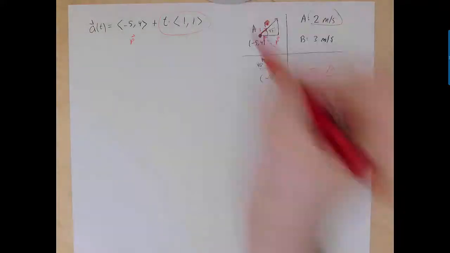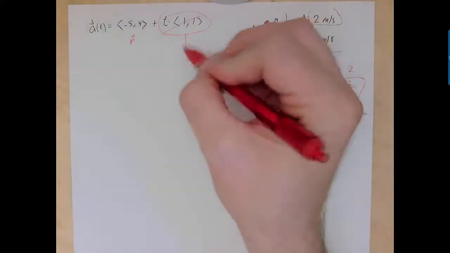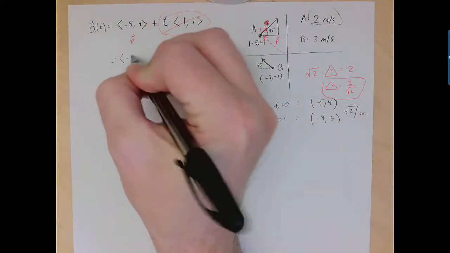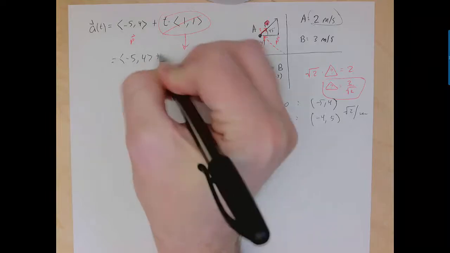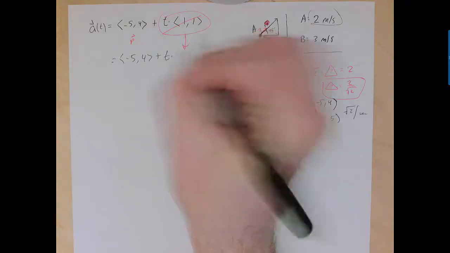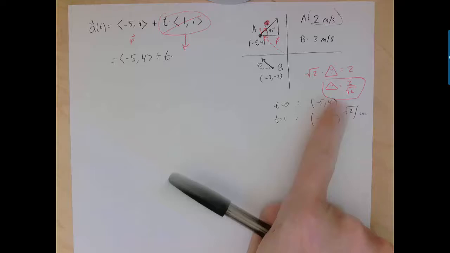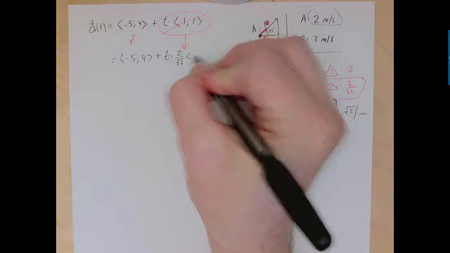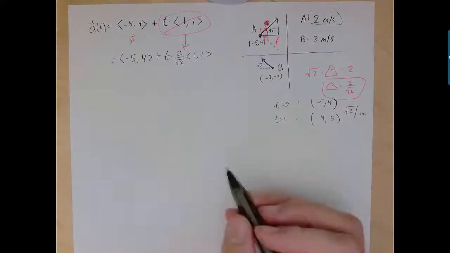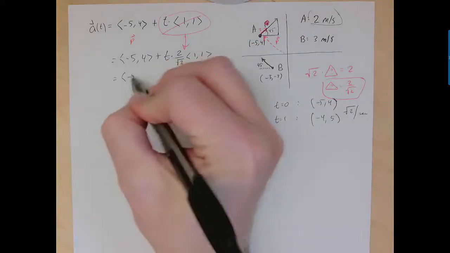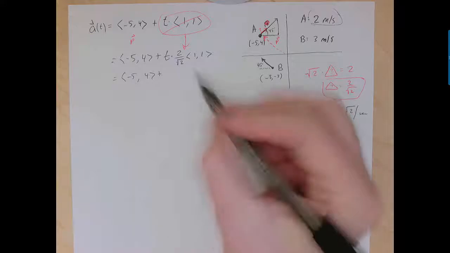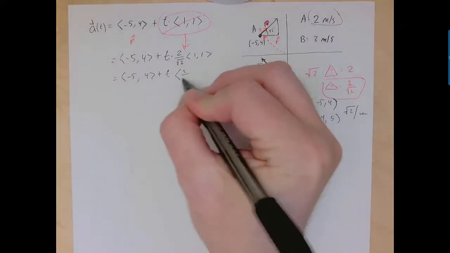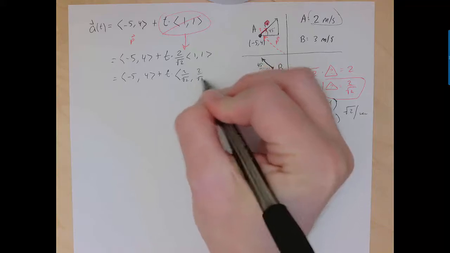So this is close. It doesn't quite work, but it's a good stepping stone to get us where we want to be. Now I can rewrite the vector as -5, 4 plus time times the scale factor that I solved for, which is going to shrink it to the length that I want. You could write it that way, or sometimes it's nice to simplify it, so I can multiply 2 over √2 into the vector.